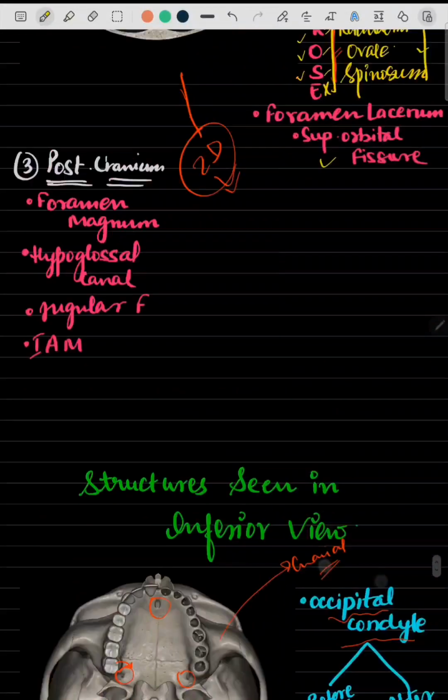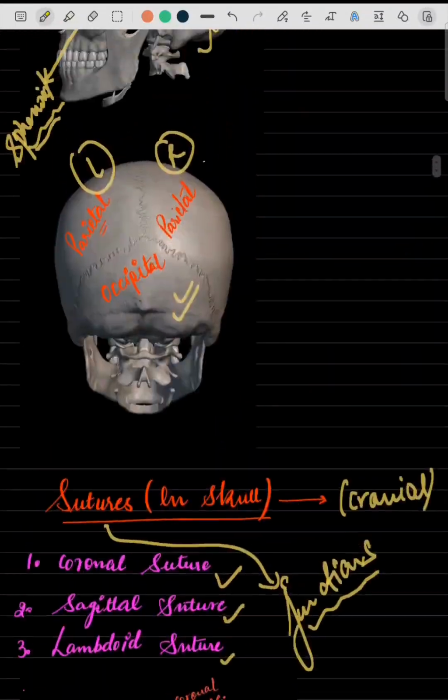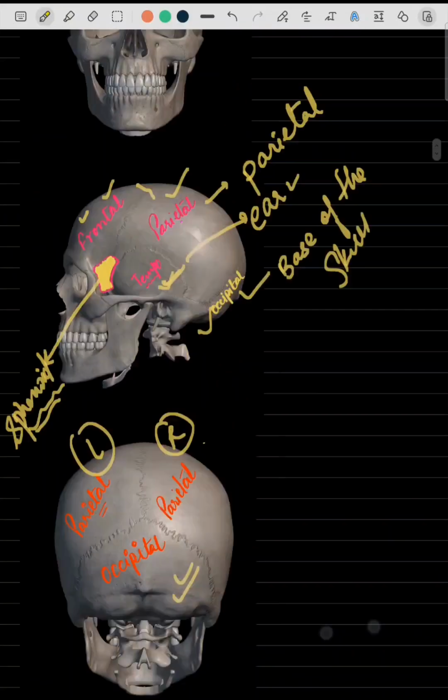So this was the basic foramens and a basic overview of the skull. As I have just said, in the next video we will talk about a real skull and we will see all these structures on the real skull.